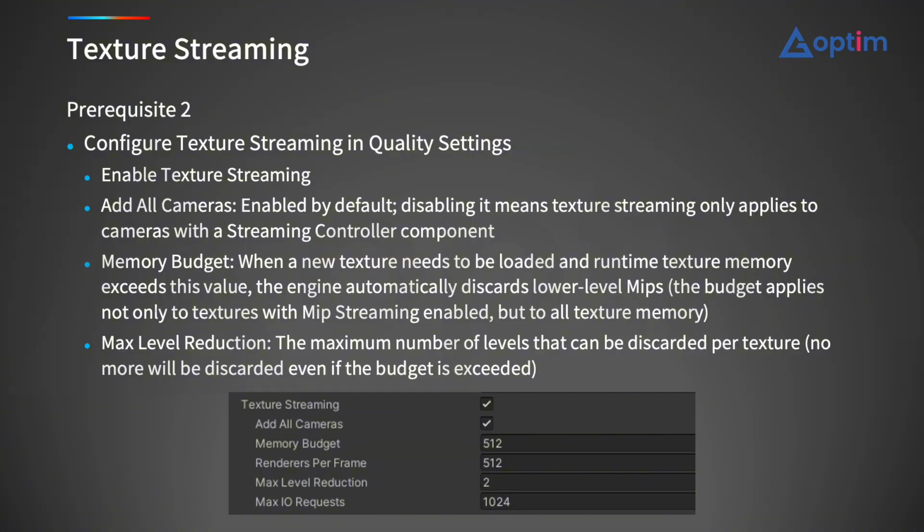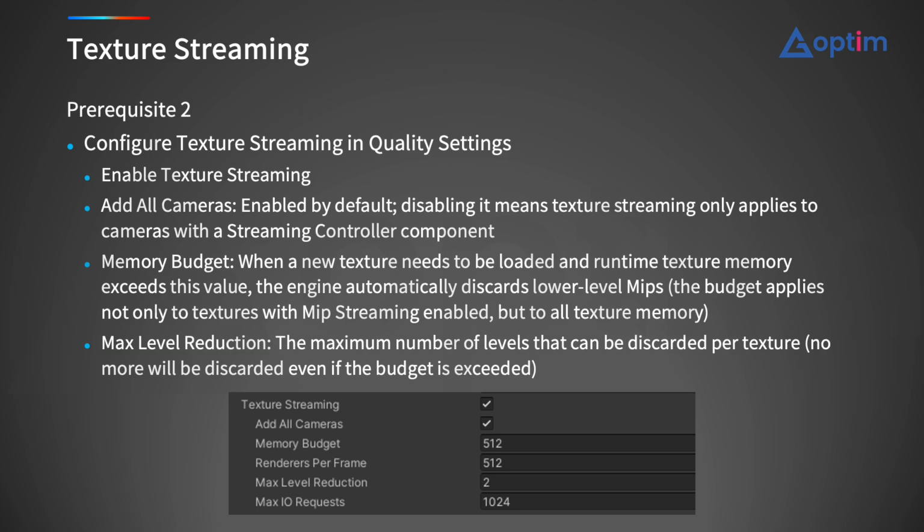Another parameter is max level reduction. This controls how many MIP levels a texture is allowed to discard. For example, if max level reduction is set to 2, even if memory pressure is high, the system will not remove MIP level 0 or level 1. Only deeper levels may be removed.